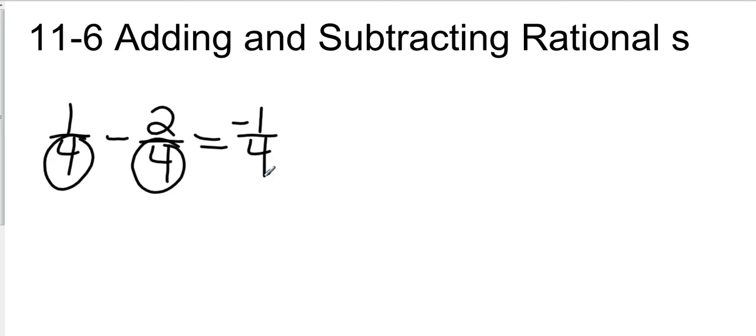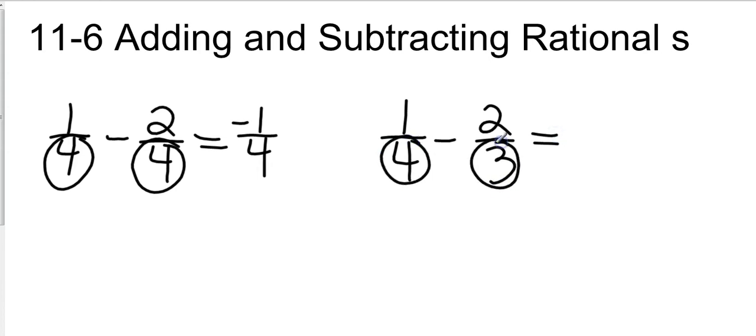And if we did not have the same denominator, we would have to make it the same denominator. So we would find the greatest common factor of 4 and 3, which is going to be 12. The least common multiple, I'm sorry. That's the wrong statement. The least common multiple of 4 and 3 is 12.